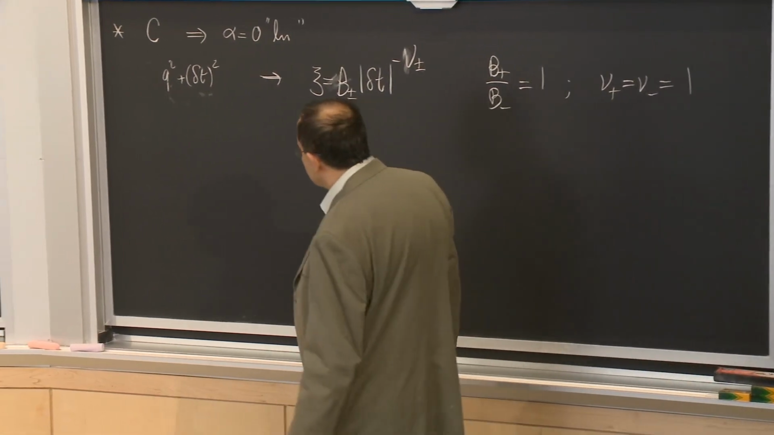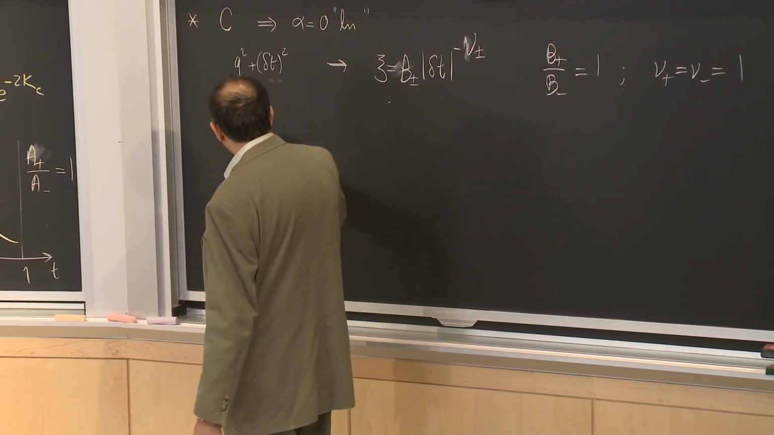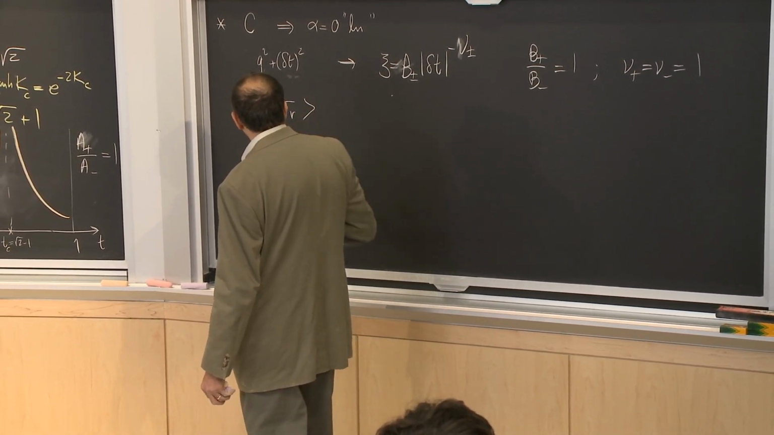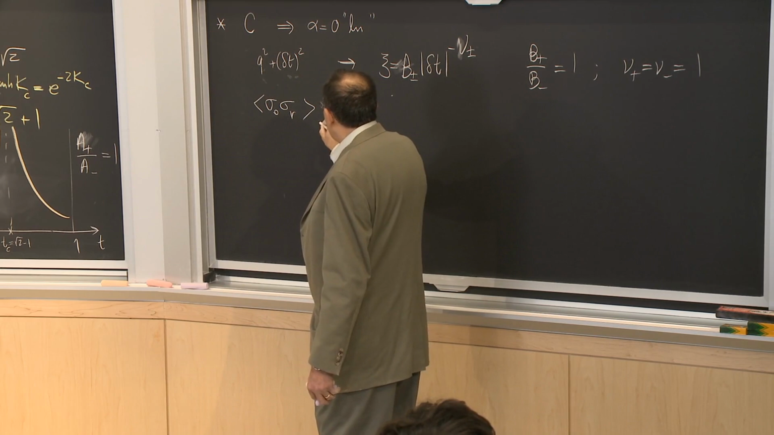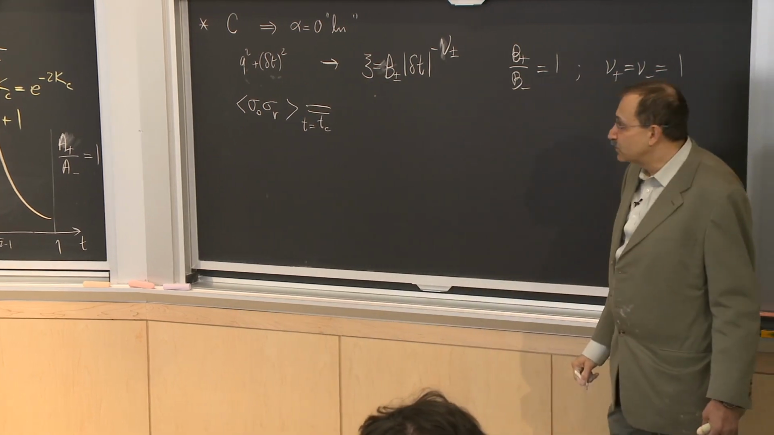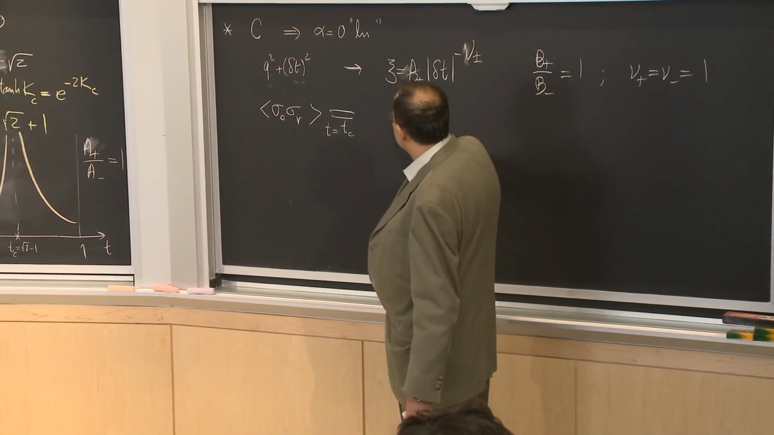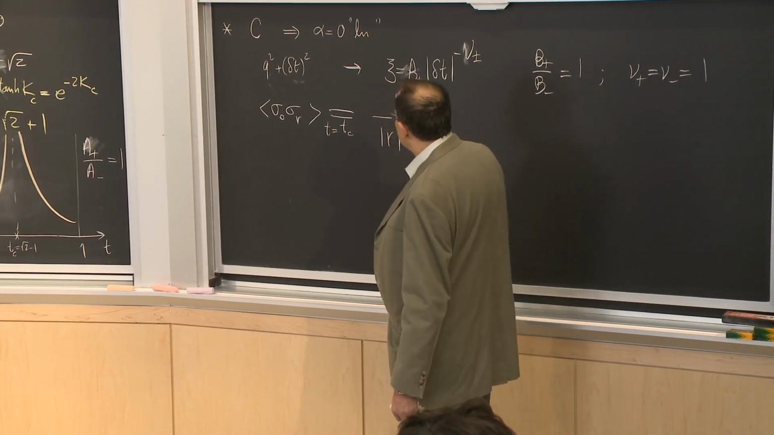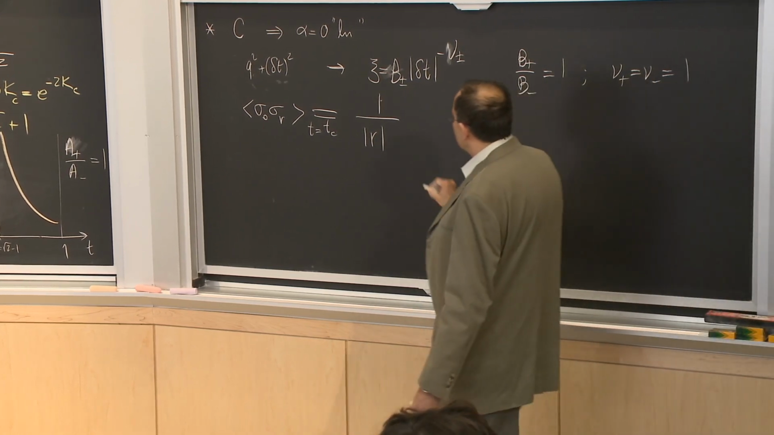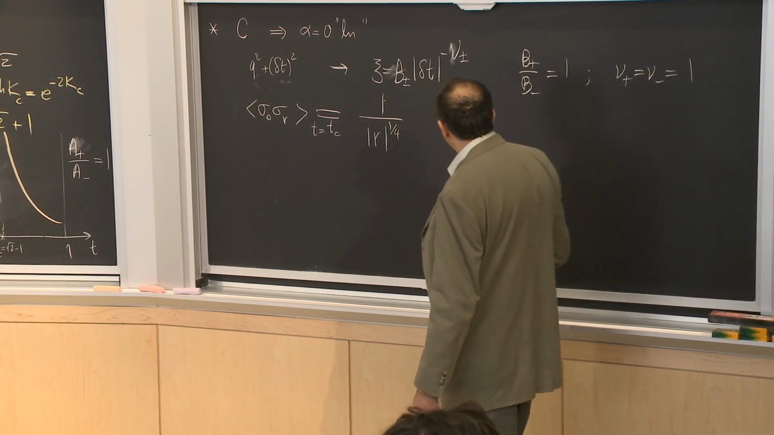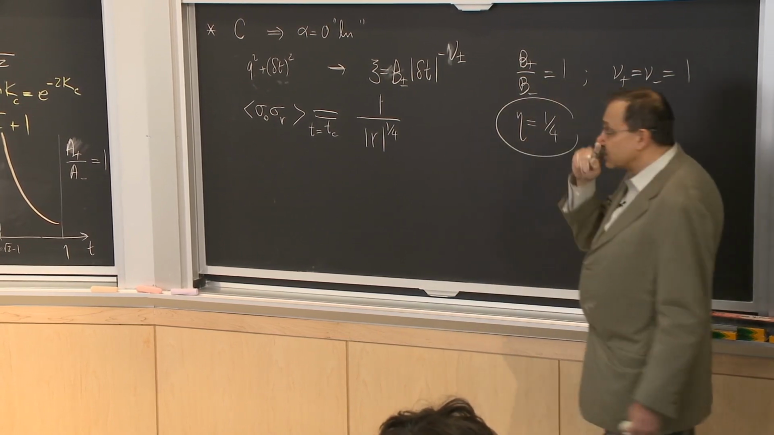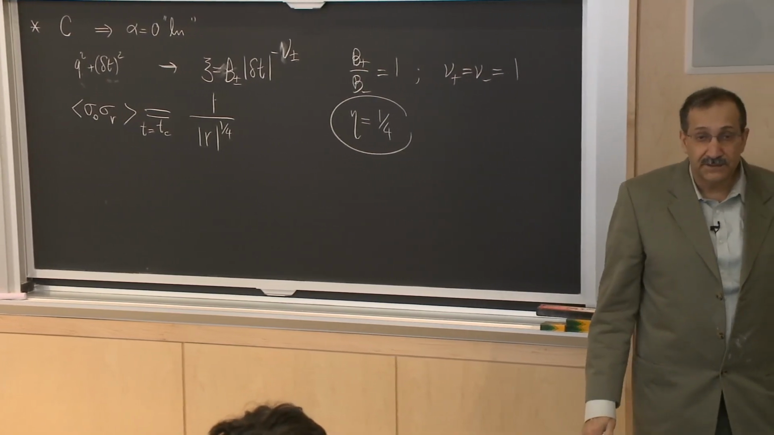One can determine this exactly. One can then also calculate actual correlations at criticality and show that at criticality correlations decay with separation between the points that you are looking at as 1 over r to the 1/4. So the exponent that we call eta is 1/4 in 2 dimensions.